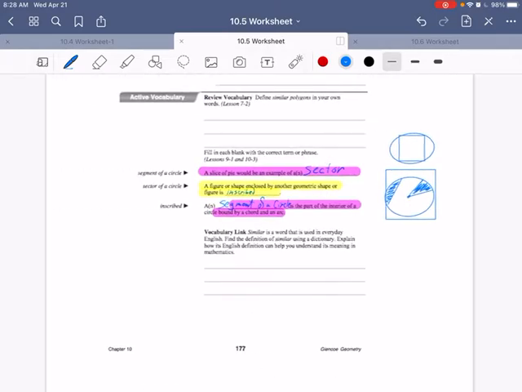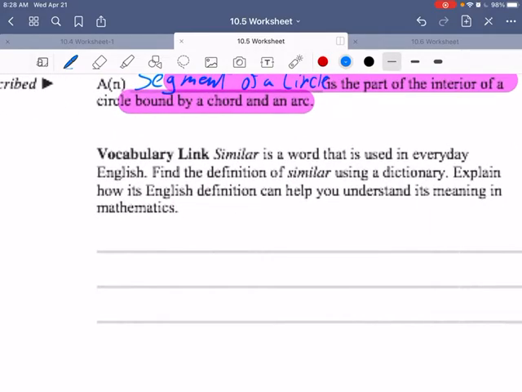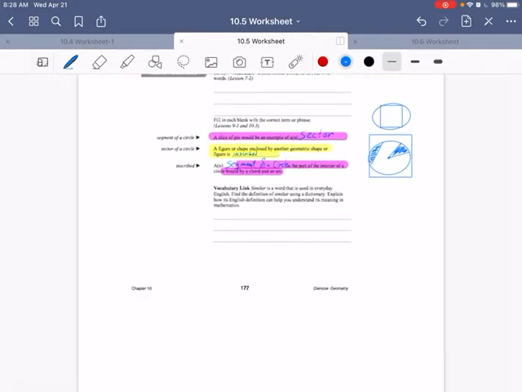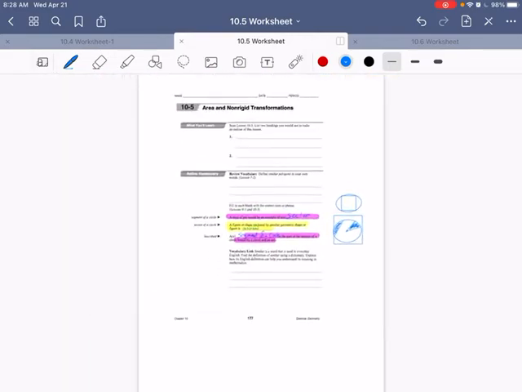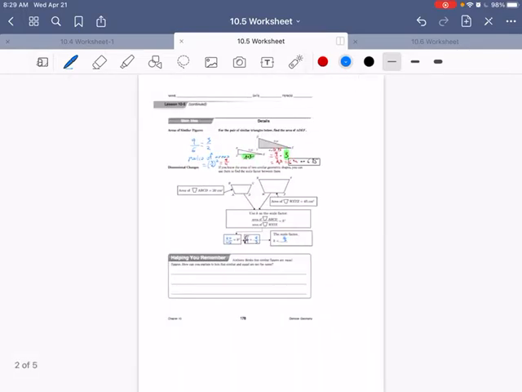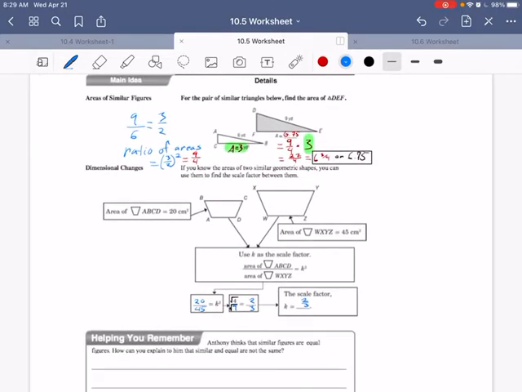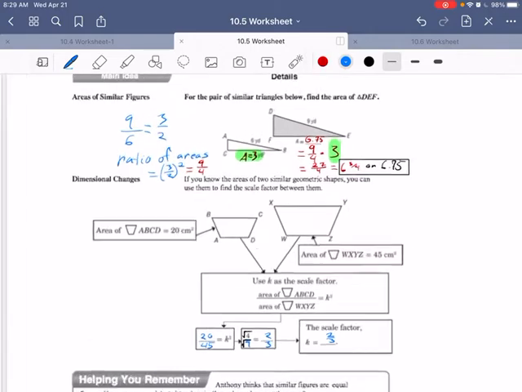Alright, last part here is where we're really going to focus in on this lesson, where we're talking about similar. Vocabulary link: similar is a word used in everyday English. Find the definition of similar using a dictionary. Explain how its English definition can help you understand its meaning in mathematics. So we've talked about similarity before. We've had an extensive discussion on similarity, but this might help round out the discussion as we come to an area of similarity and area. So that's what we're talking about today, area and similarity, essentially. So we'll talk about area of similar figures and dimensional changes. That's kind of our big ideas here.